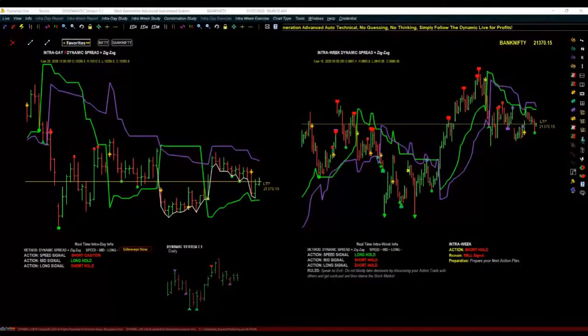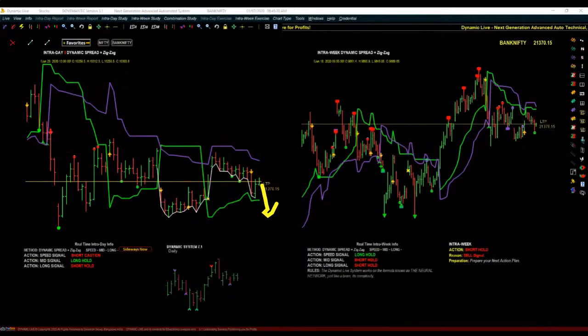But if the price manages to come down and trades below, and if this intraday 3 mid signal also confirms a sell, and if the intra-week speed signal also confirms a sell, then it will add to the pressure downwards, and that is when we can expect some major movements downwards.